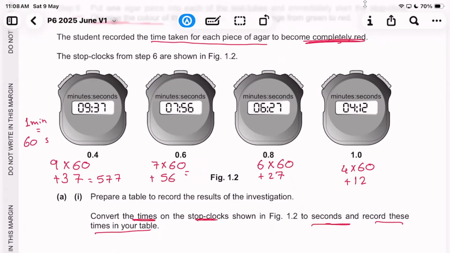The second one equals 476. And third one, 387. And the last one, 252.